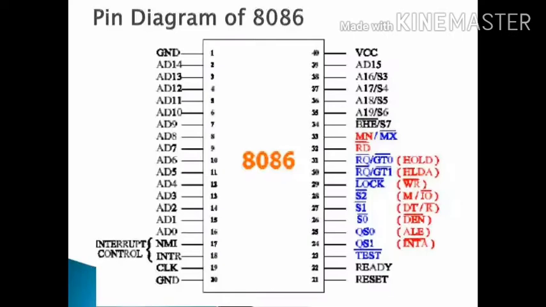Now the microprocessor will receive an 8-bit interrupt type number from the input output port, or if we have connected any programmable interrupt controller.